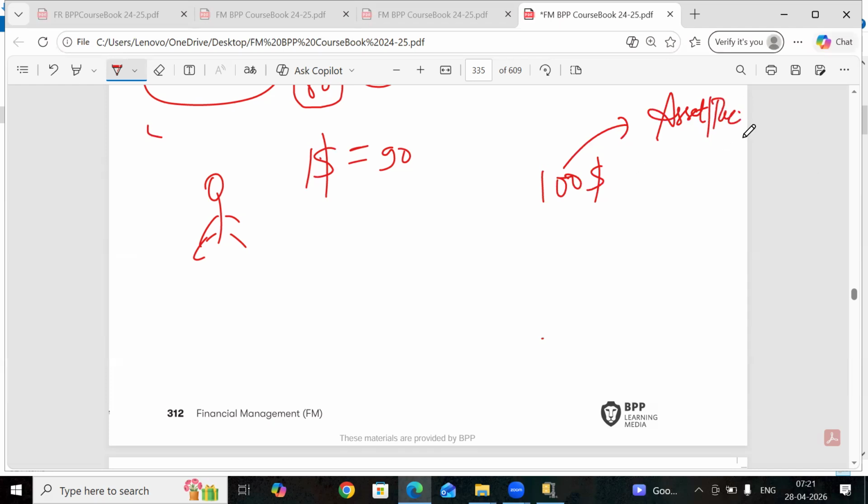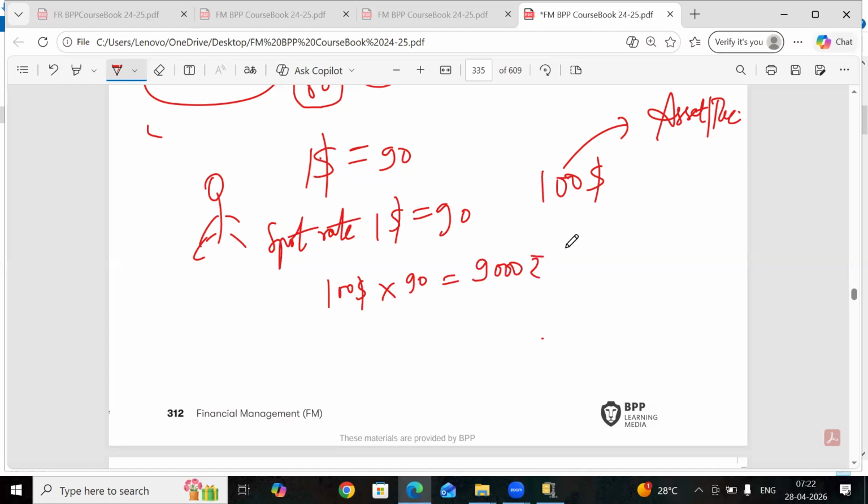You should understand, never ever should your asset value decrease. If your asset value decreases, it's a loss for you. If your liability value increases, it's a loss for you. It's a two-way loss. So if today the spot rate is $1 equals 90 rupees, and $100 is exchanged for 90 rupees each, $100 will be how much? 9,000 rupees. Yes or no? So today I get 9,000.